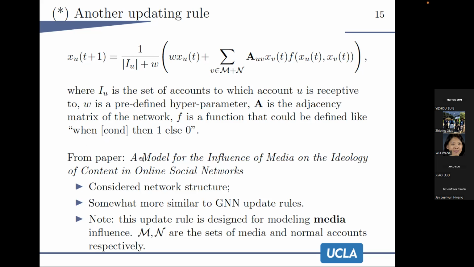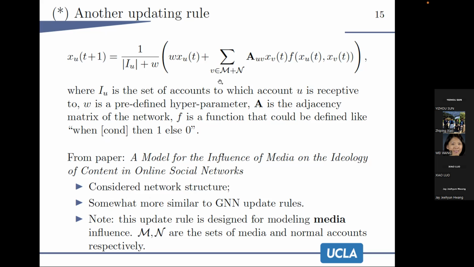And this formula is from this paper, a model for influence of media on the ideology of content in online social networks. This paper talks about the influence of media in particular. It's not generally exchanging ideas, it's media. So that's why they have M and N, where M denotes the set of media and N denotes the set of ordinary accounts, or normal accounts. A lot of their consideration is about how to deal with media like CNN, BBC, such kind of special accounts. So probably it's important to keep this in mind, because maybe it's not directly applicable to all kinds of situations.